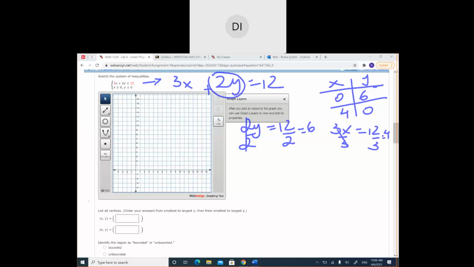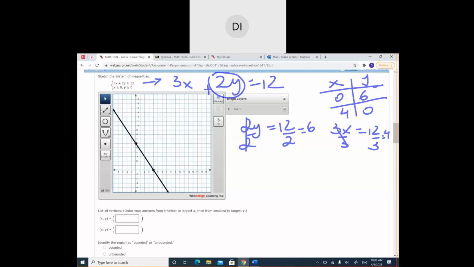So we're going to graph the line first. So I'm going to click at the straight line. And then we're going to click at the points 0 and 6. So we're going to go 6 in the y-axis, 0, 6. And then 4 and 0. So these are my 2 points. And then you can just double check if you want. Okay, 0, 6, 4, 0 is good.